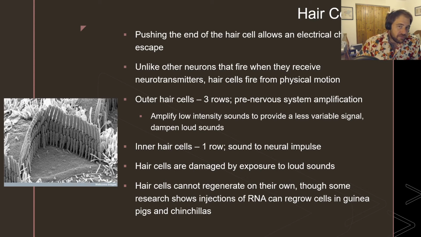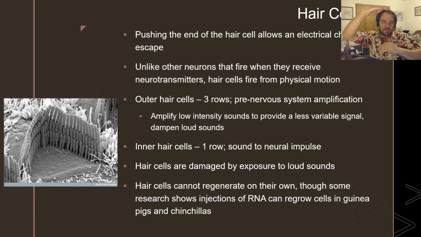You have two kinds of hair cells, outer hair cells and inner hair cells. The outer hair cells, which you have more of, are kind of like a preamplification system. They amplify low intensity sounds, which we already know that the ossicles can amplify quiet sounds. But what's going on here is something more akin to compression. So the hair cells will amplify quiet sounds, they'll dampen loud sounds.